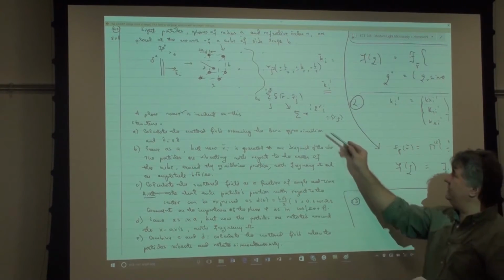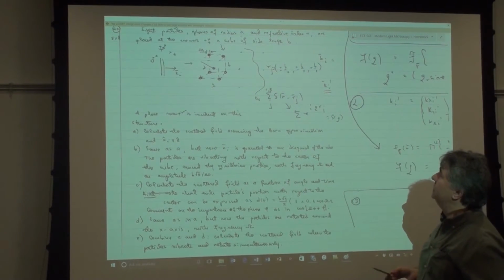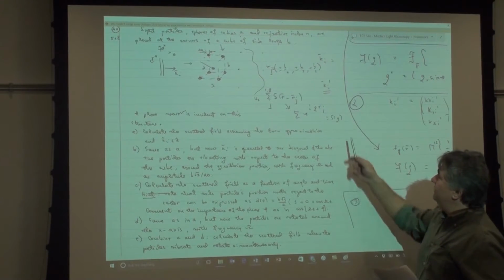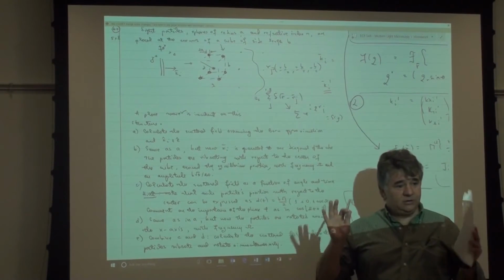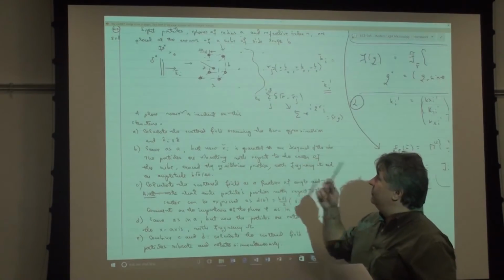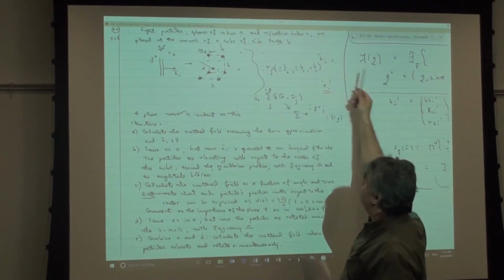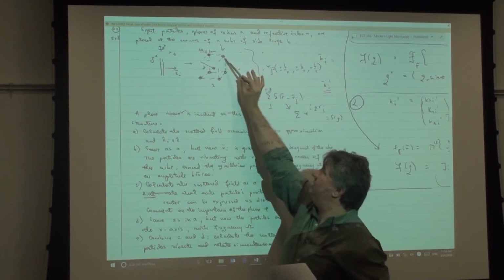But I don't care. If you left it in a summation like this, you got full points. Again, the meaning of this structure function is nothing voodoo. It's just accounting for the fact that we're looking at an interference in the far field from all this scattered light.